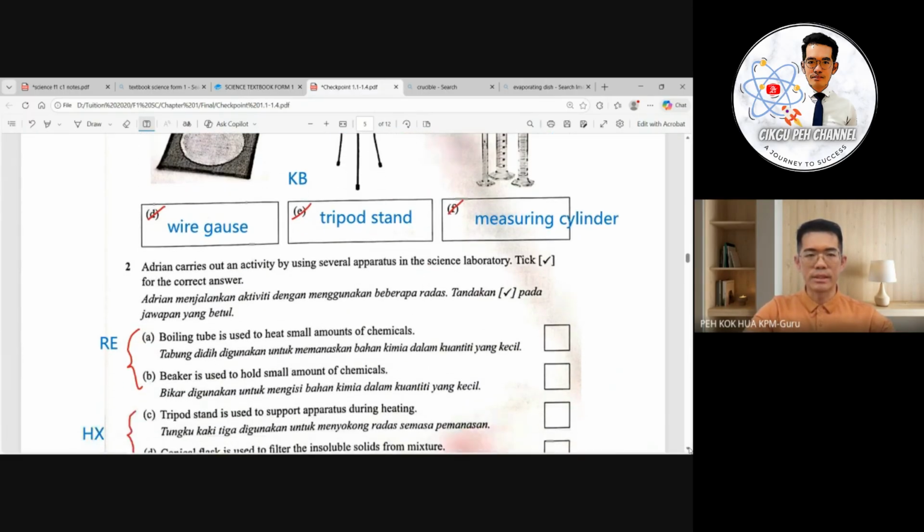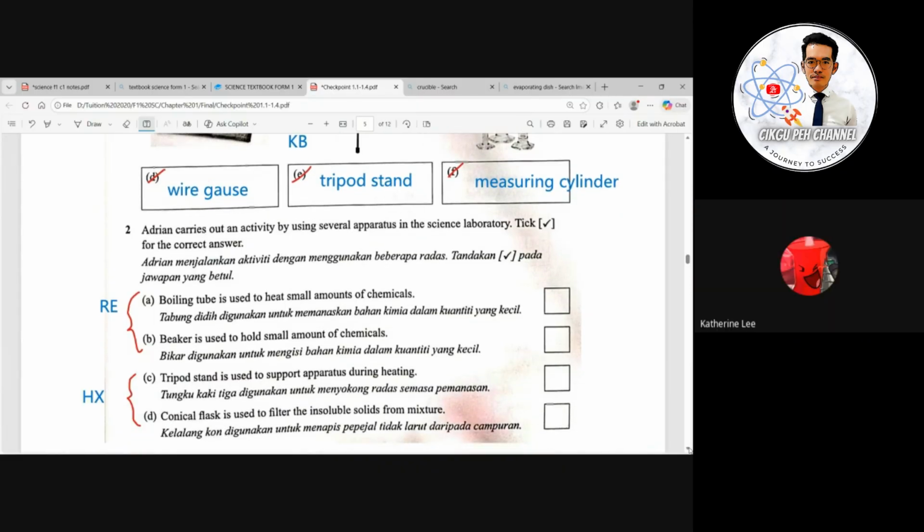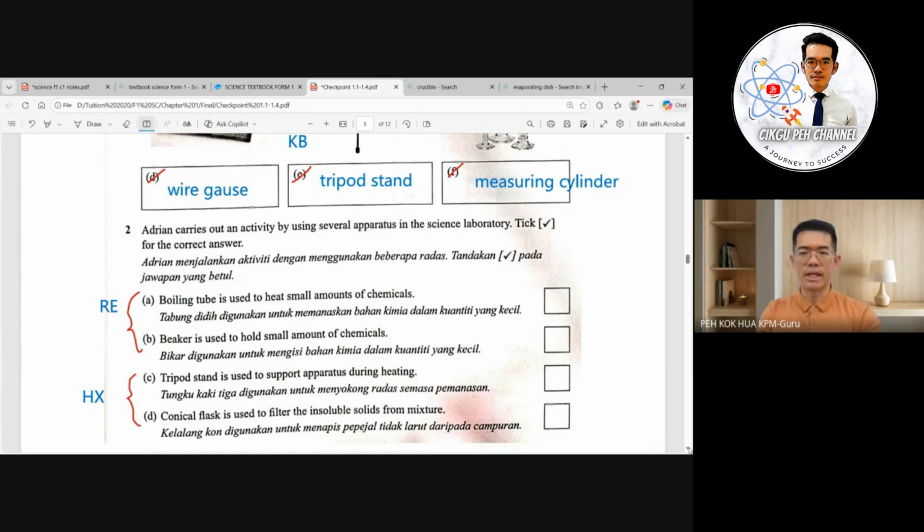Okay, so the next, number 2. Adrian carried out an activity by using several apparatus in the science laboratory. So tick for the correct answer. So A and B, which one is correct? A. Okay, so answer from row E, A, correct. We check together first. So boiling tube is used to heat small amount of chemicals. Yes, correct. Beaker is used to hold small amount of chemicals. This one supposed to be for test tube, right? So that's why this one is wrong. So beaker is wrong because we have to use the test tube.